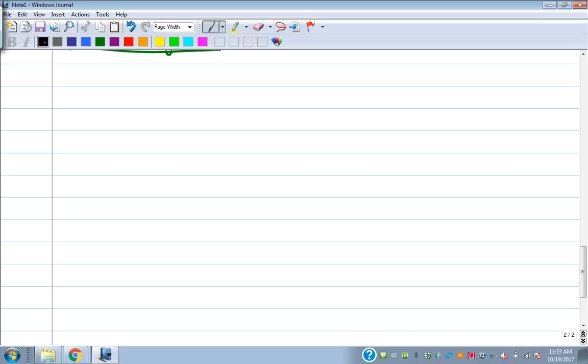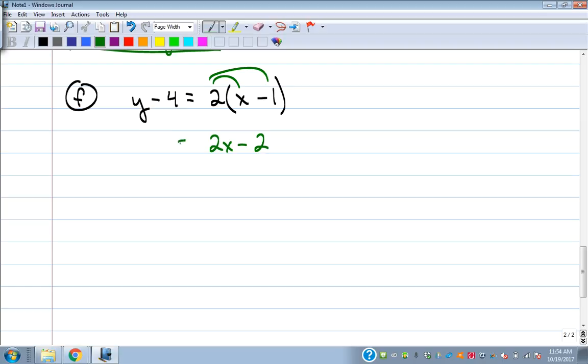Okay, let's look at another problem. We're still writing it in standard form, but what if they start out with it like this? What form is that in? Point-slope form. Oh, can we distribute? That's 2x minus 2. And now, if I move the 4, what form will I have it in? I'd have it in slope-intercept form. So that's what I'm going to do.